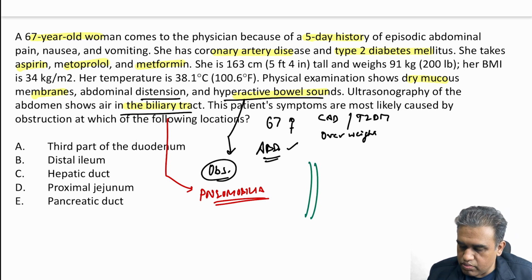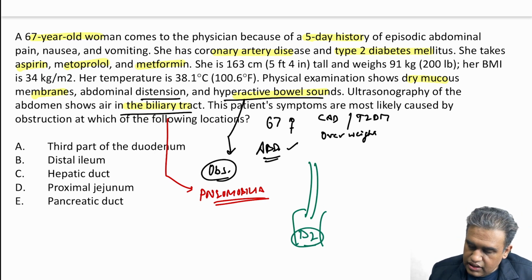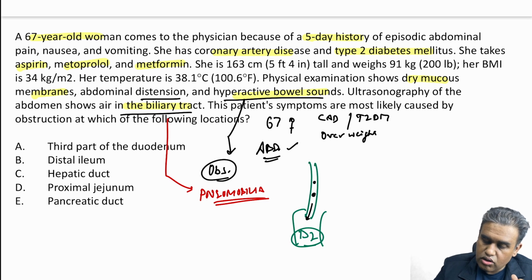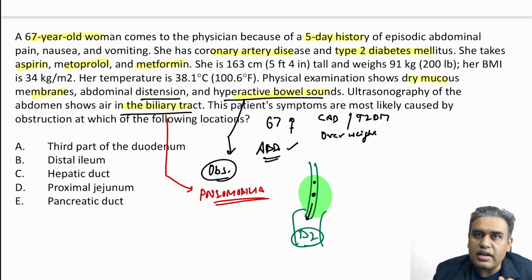you will say that the CBD opens into the second part of the duodenum. That is absolutely correct. Imagine this is the second part of the duodenum and the CBD is opening over there. Now it might have happened that the CBD has some stones, and that stone could have entered into the duodenum. But we can also imagine that there is one more important organ related to the duodenum that can have stones, that is the gallbladder.